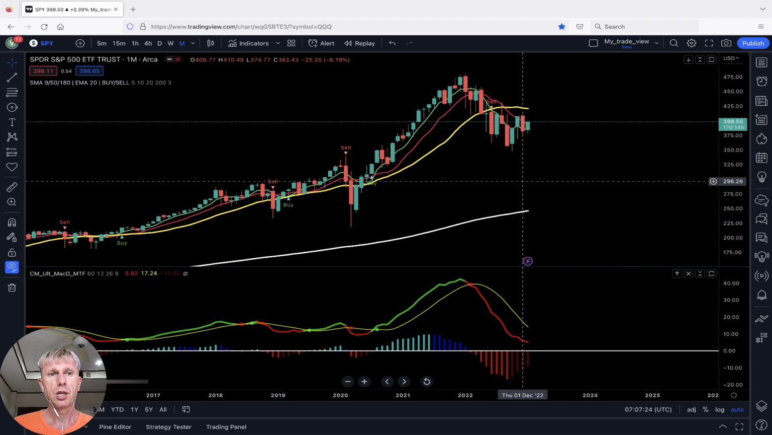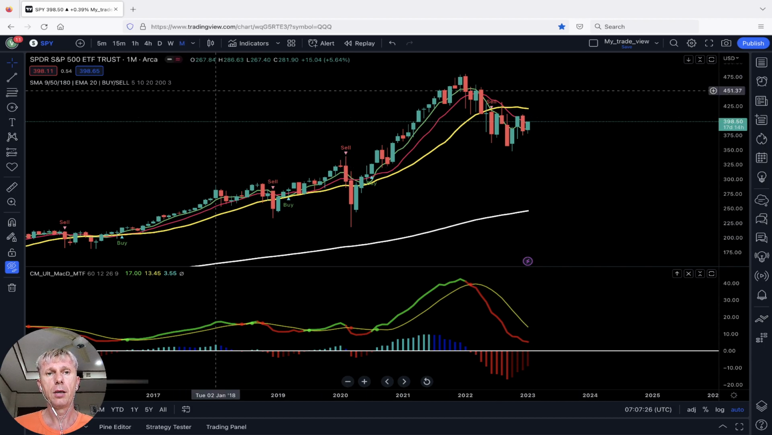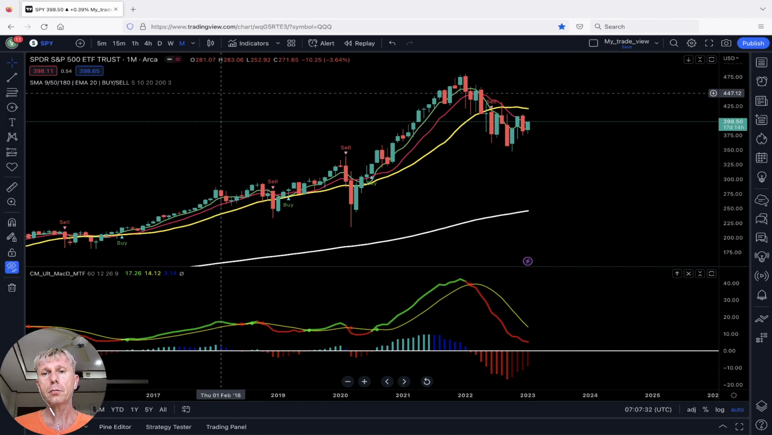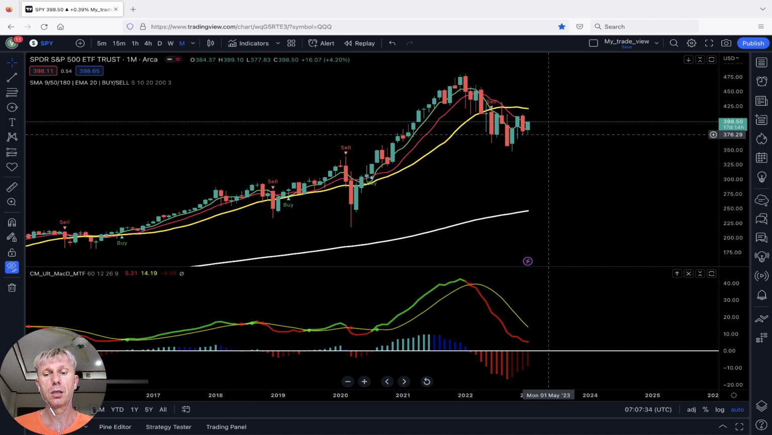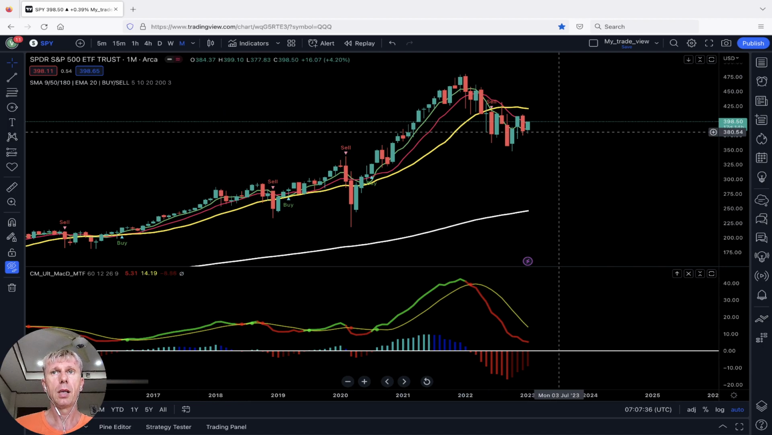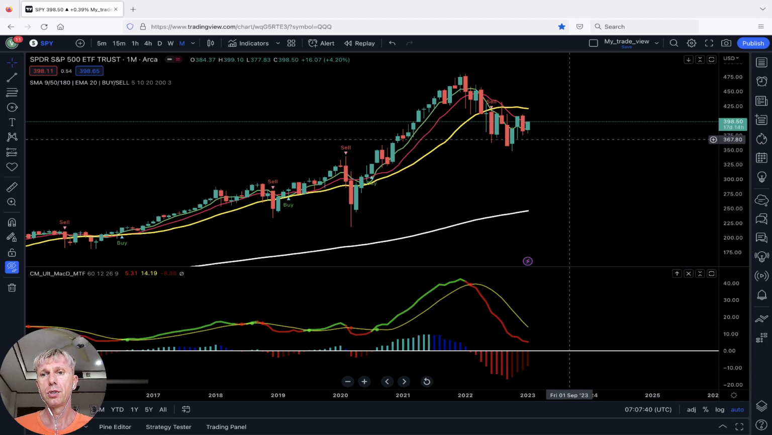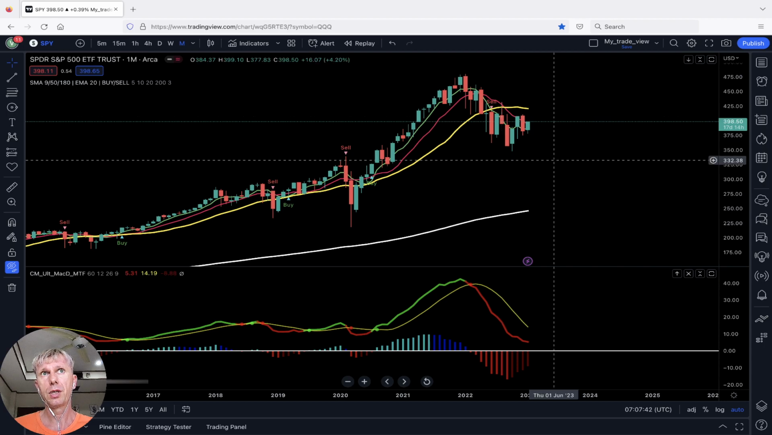Let's check the monthly time frame. Remember, I don't trade the monthly or weekly time frame. I use it just to monitor the general direction of the market. It's good for investors, but for traders it's just to monitor, not to trade.